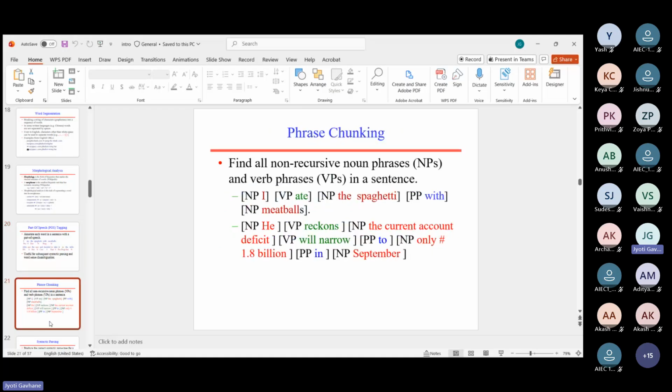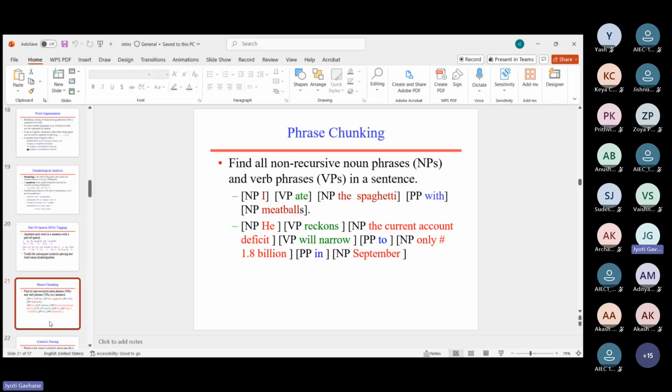Now in phrase chunking, first, part of speech is done. So every word is defined with the help of one of the parts of speech, that is called POS tagging. Now find all non-recursive noun phrases and verb phrases in a sentence. Yes, I need to find out what is the noun phrase, what is the verb phrase, what is the past participle or preposition or auxiliary or determiner. Each and everything I should know. Then and only then you can write the chunks of the phrases.